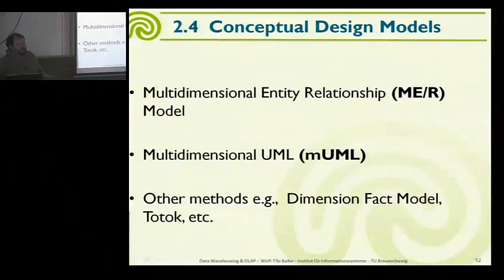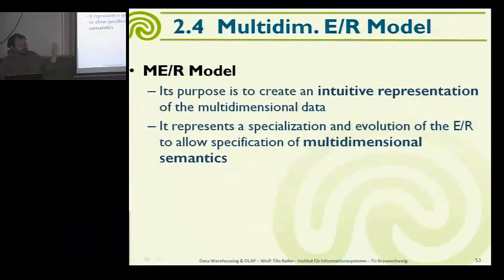Good. There are basically a couple of conceptual design models. One is a simple extension of the entity relationship model, which is called multidimensional entity relationship, or MER modeling. There's also multidimensional UML modeling, which works basically in the same way. And there are other methods, the dimension fact model, and so on. You will find a lot of different paradigms and a lot of different architectures around that. I want to go into the first two, the multidimensional ER and the multidimensional UML, and they're very similar to each other anyway.